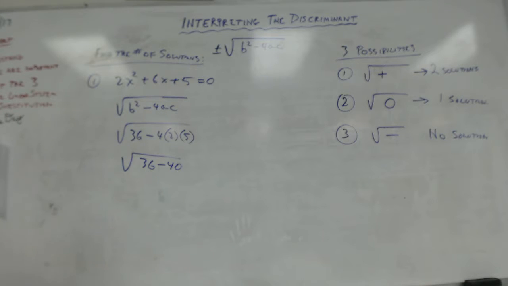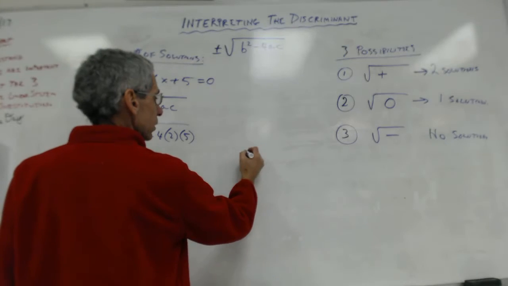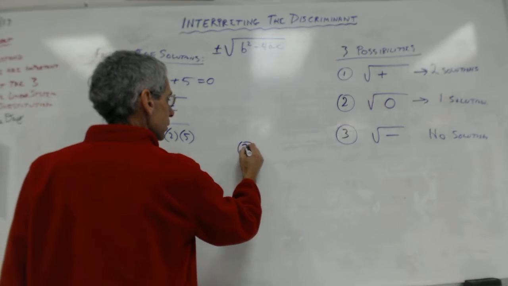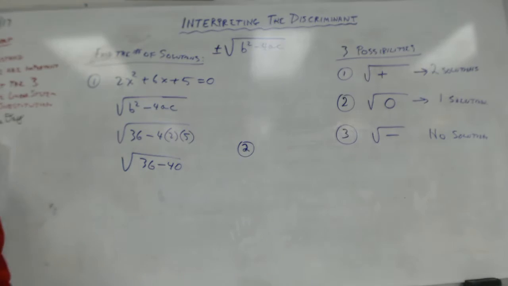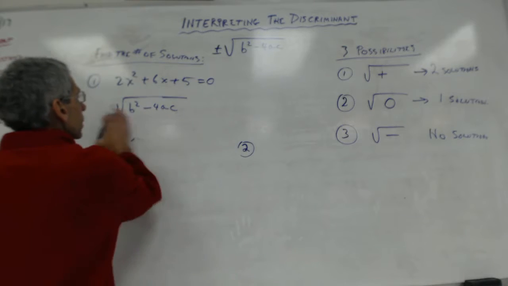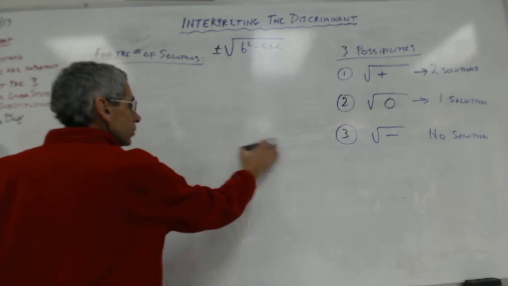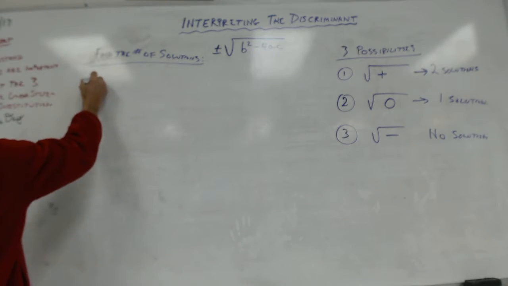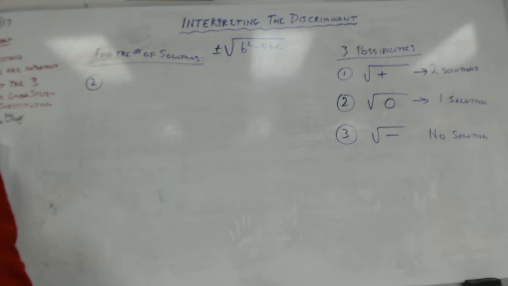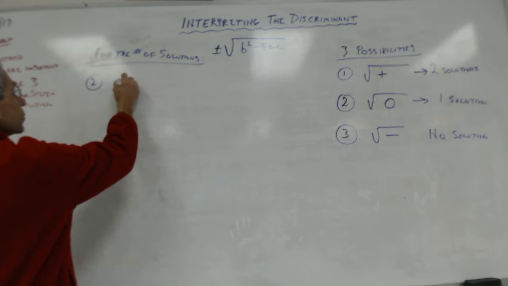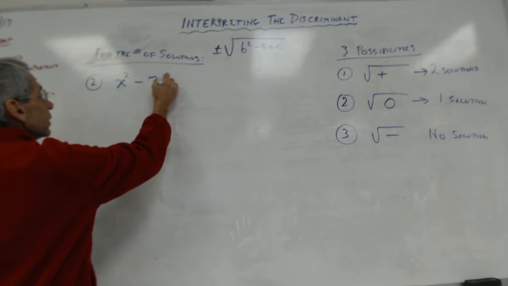Okay, so that was our first one. Let's try another one. I'll do it right here. Okay, so next one. Now you can erase. It's easier if I just do it up here. So if I have x squared minus 7 equals 0.